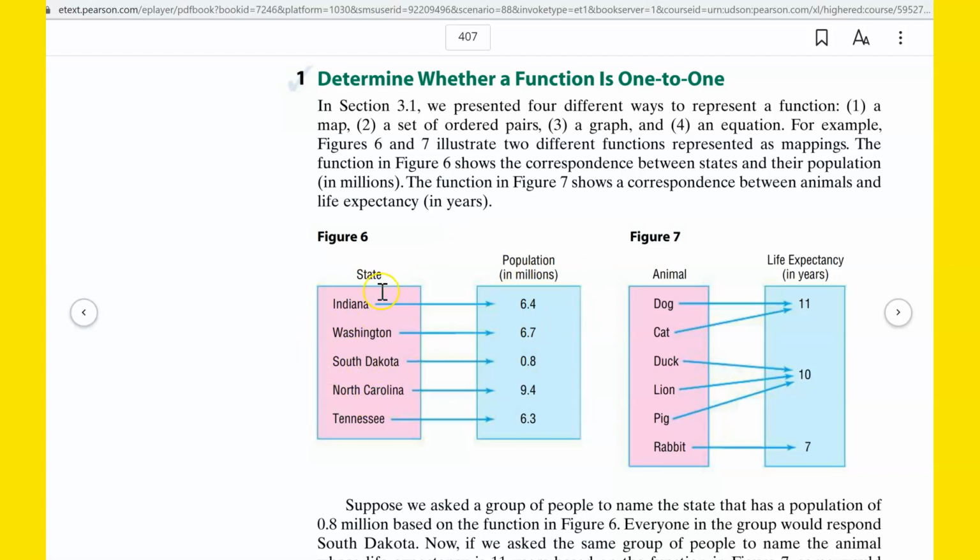But a function is a special relation where the first set of things we may call the inputs. Each one of those things is only related to one output. So we would say, this is a function because if I were to say, what's the population of Indiana or Washington or South Dakota or any of them, there would be no question, no debate. If everybody's looking at this graphic, everybody would be able to say that the population of Washington is 6.7 million.